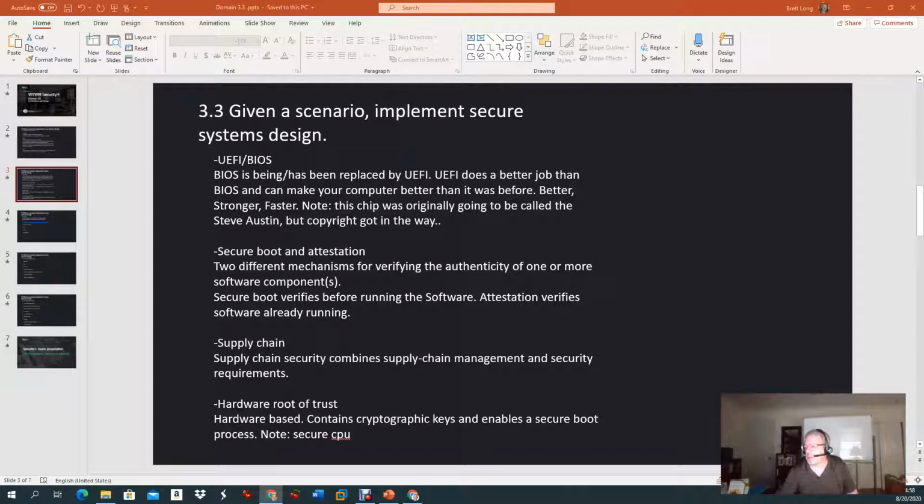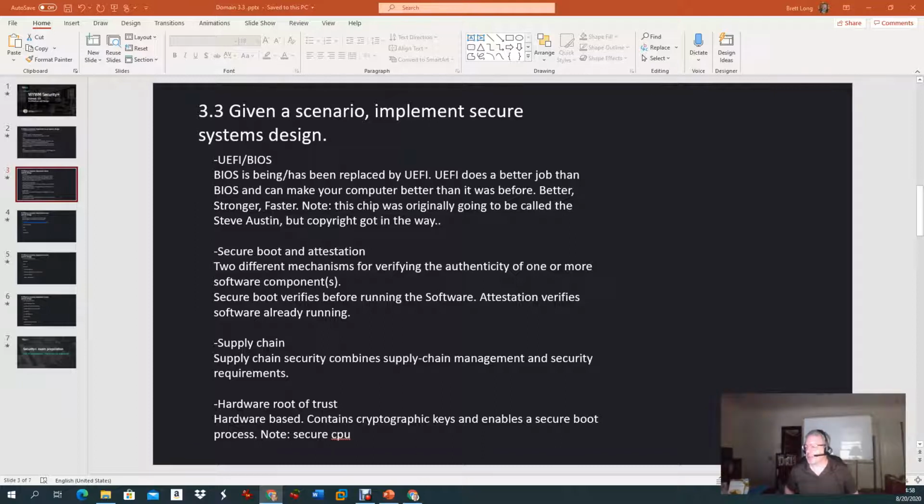Secure boot and attestation. There we get that attestation again. Two different mechanisms for verifying the authenticity of one or more software components. So, is this legit? Secure boot verifies before running. I wonder if it uses MD5 checksums. Attestation verifies that the software already running is legit. I wonder if that's because the bad guys have found ways to get things running and then do evilness, so we want to make sure that it hasn't been modified even if it's already running.